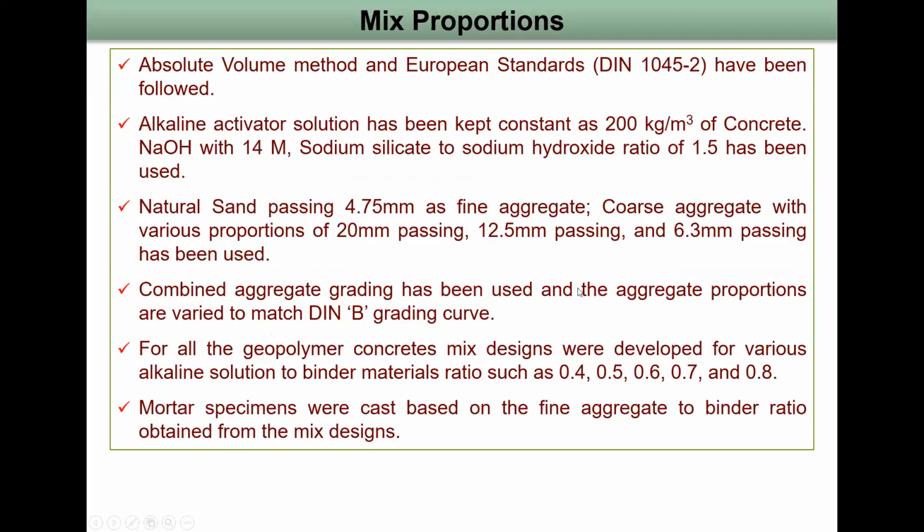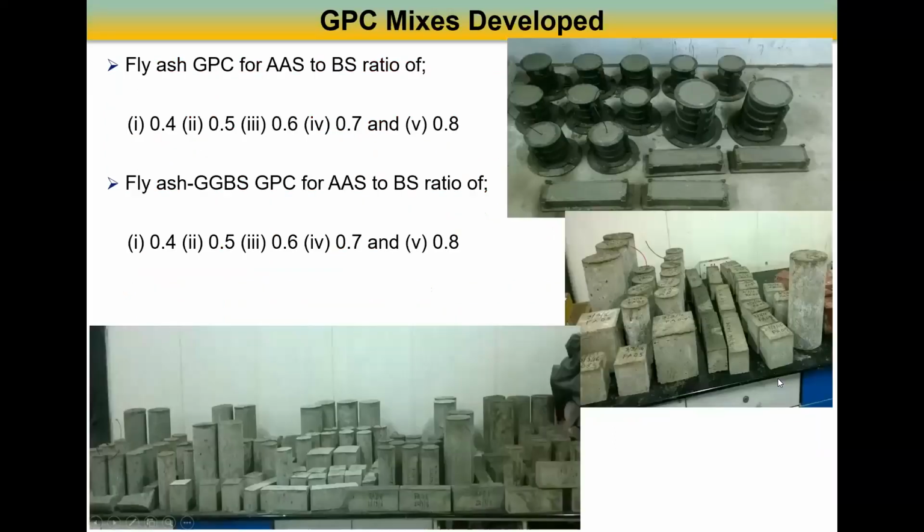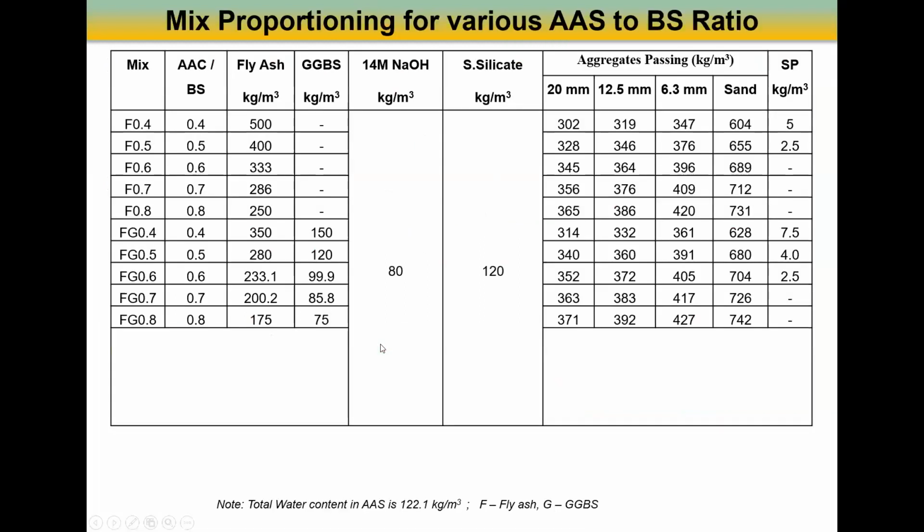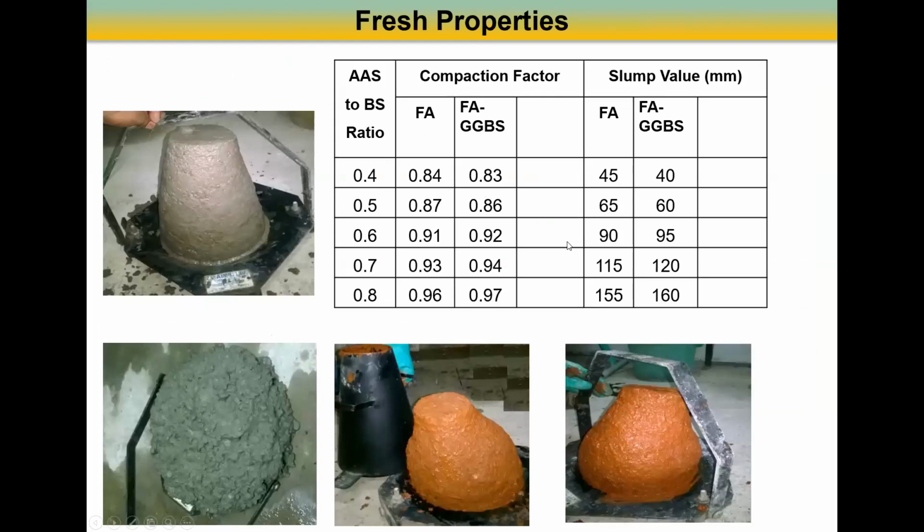And when it comes to the most important thing, that is the alkaline solution to binder ratio, we have taken 5 different ratios starting from 0.4 to 0.8. And these are the geopolymer concretes for different AAS to binder ratios. These are the quantities of different materials, waste materials, as well as the fine aggregates, the coarse aggregates, and the alkaline activated solutions. And these are the fresh properties, that is slump. This is fly ash alone, fly ash and slag, and fly ash, red mud, and slag.